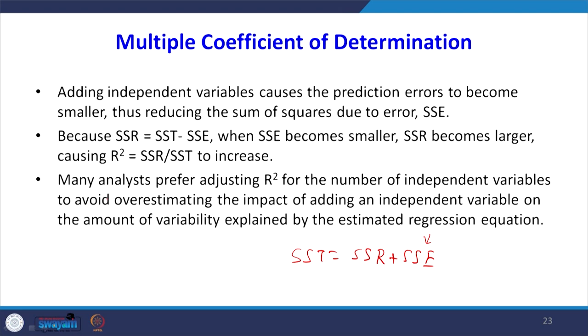Many analysts prefer adjusting R square for the number of independent variables to avoid overestimating the impact of adding an independent variable on the amount of variability explained by the estimated regression equation. So instead of using R square, we go for adjusted R square. The advantage of adjusted R square is that it tells whether the newly added variable is really an explaining variable or a noise variable, that is, how much it is helping to explain the variance of the existing model.